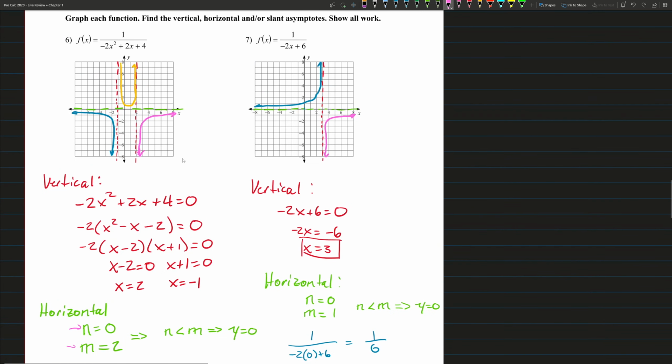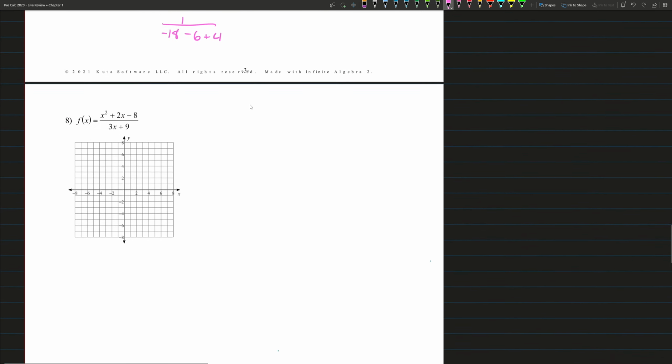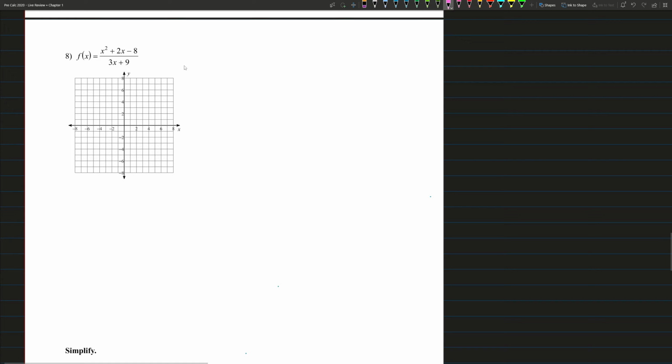So those are the easier asymptote questions. The harder and more involved one is the one involving the slant, which I will get to here in a second. But first, let's do the vertical. Luckily, this vertical is easy. Just set 3x plus 9 equals 0. So x is equal to negative 3. That's right there.